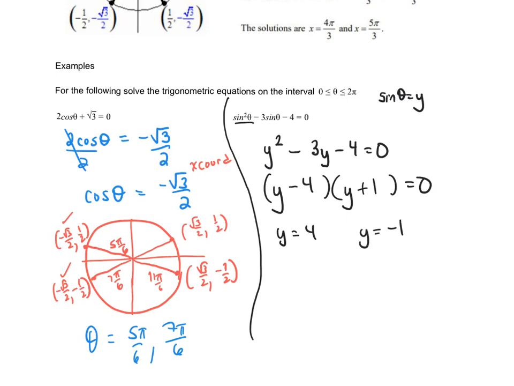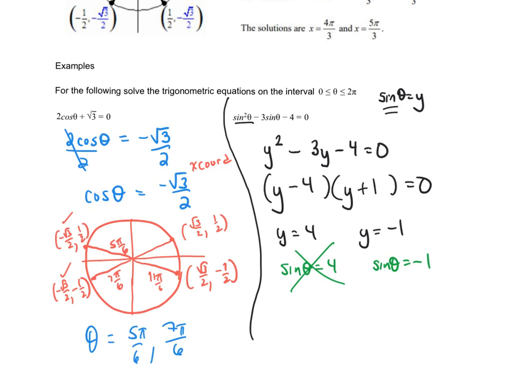But we're not trying to solve for that. We're trying to solve for sine. So I'll now plug that back in. So we get sine theta equals 4, sine theta equals negative 1. Now, as far as sine equals 4, if I look for the y-coordinate on the unit circle, remember, the biggest it gets is 1 and the smallest is negative 1. So this has no solutions.